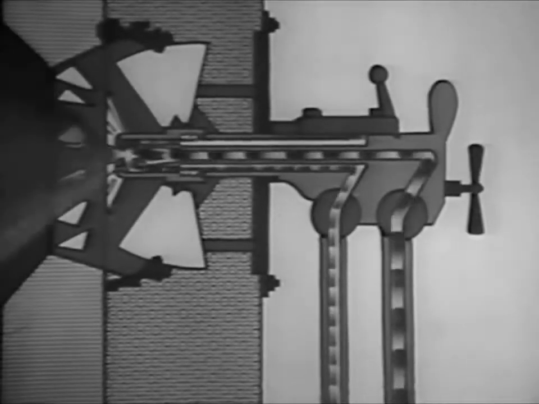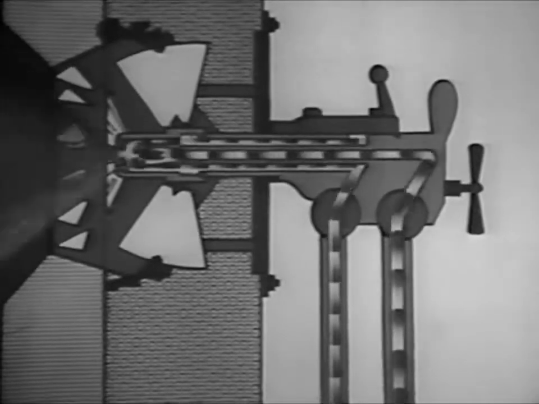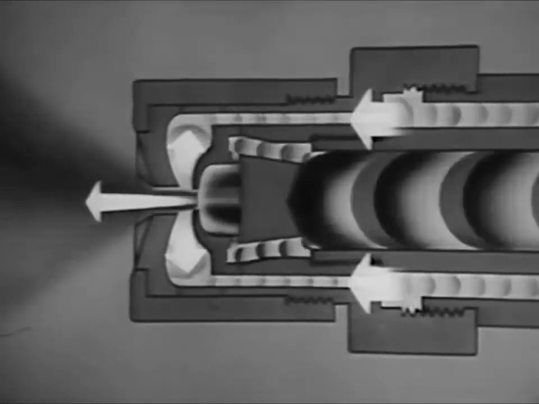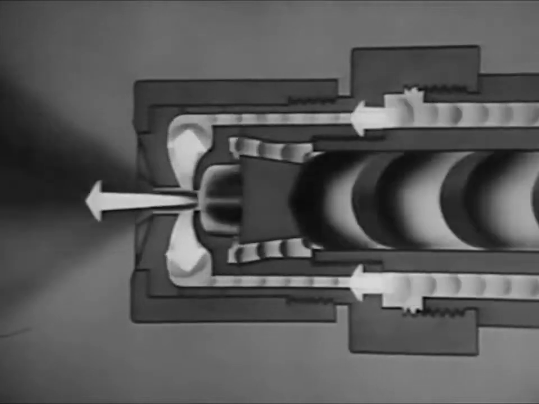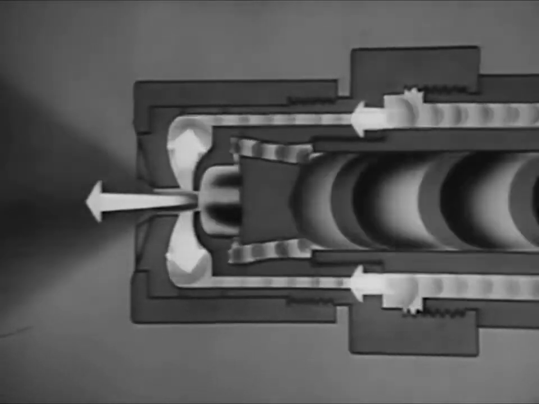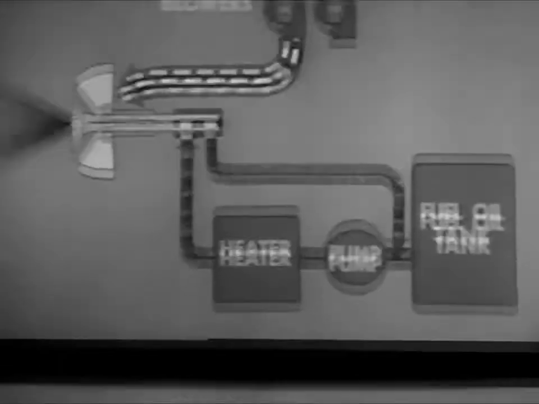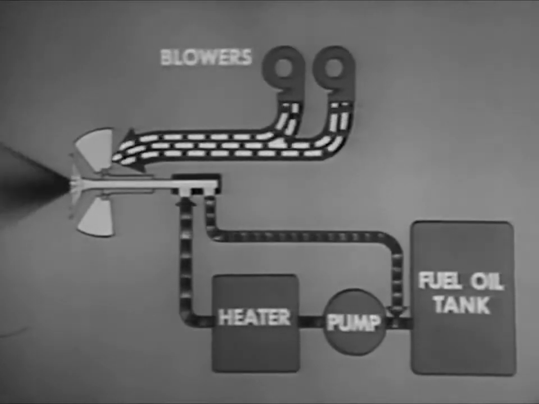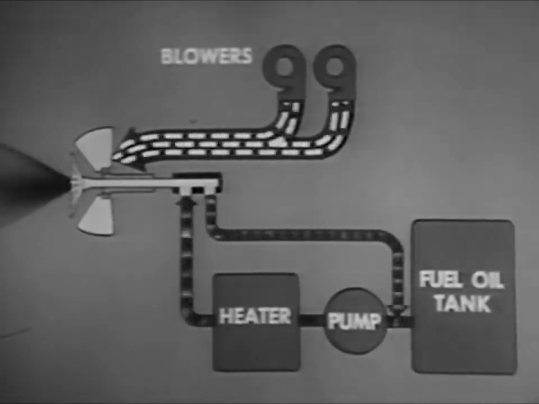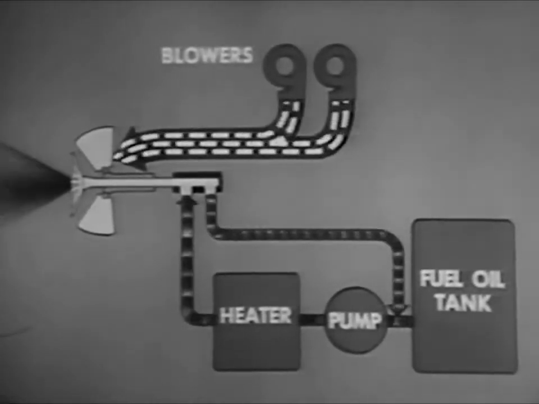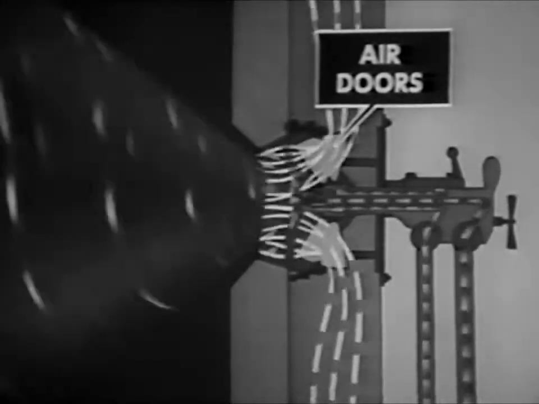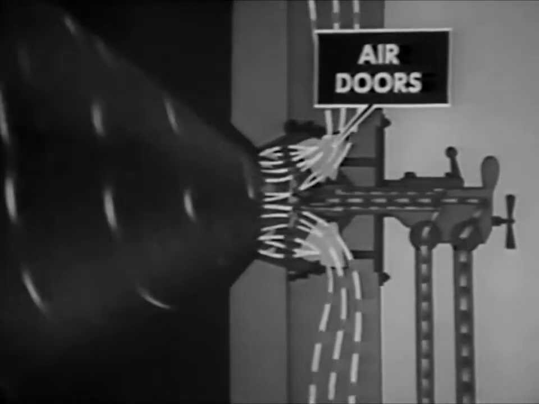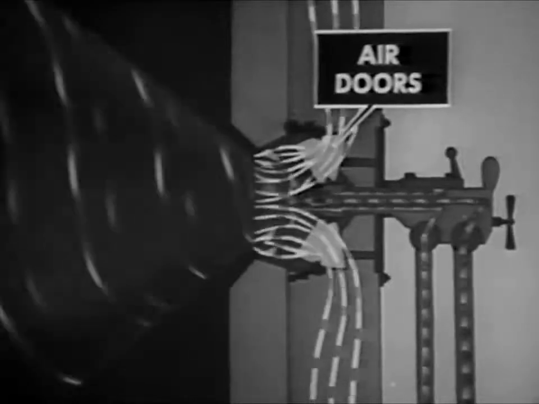When you open up on the valve, it passes more oil and return line pressure drops. Less oil enters the furnace. Varying the speed and number of the forced draft blowers is the principal method of controlling the burner air supply. You can make limited adjustments to the air supply with the air doors.